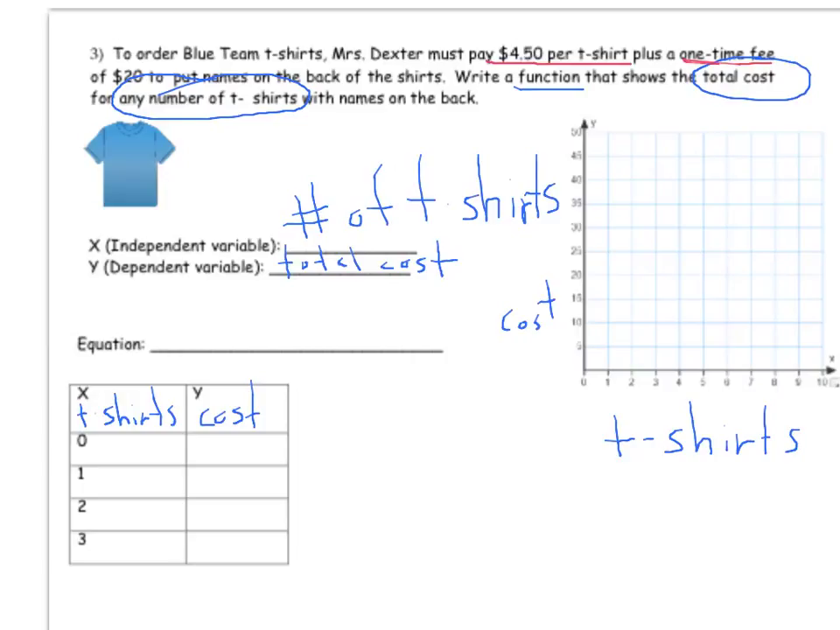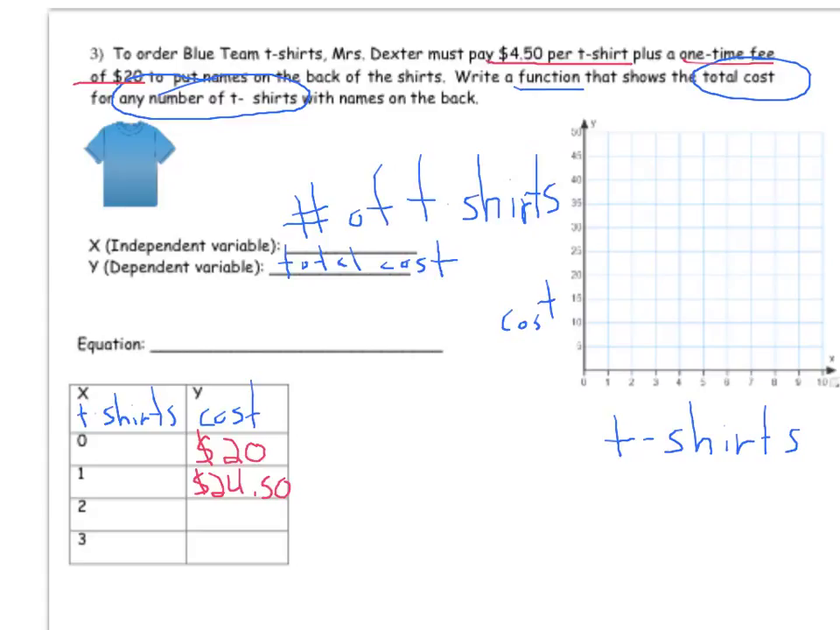So if we have that one-time fee of $20, that means before we even order any shirts, our cost is going to be $20 because you have to pay the one-time fee. Now when you order one shirt, the one shirt is going to be $4.50. You're going to add that to the 20. So if you only order one shirt, your cost is going to be $24.50.